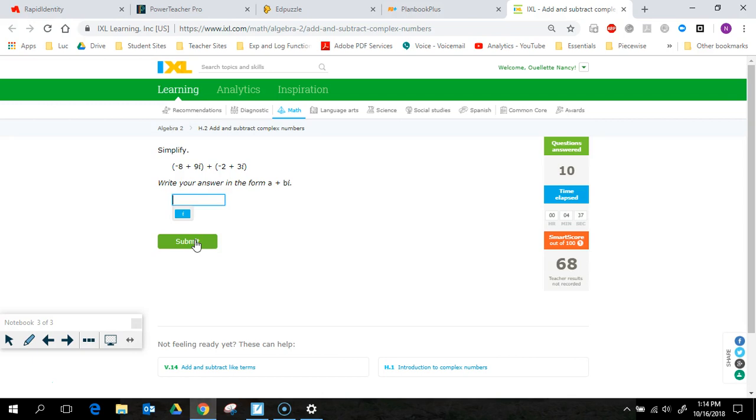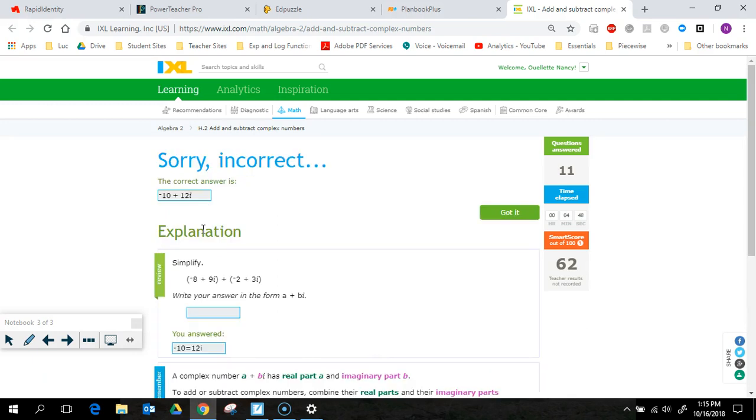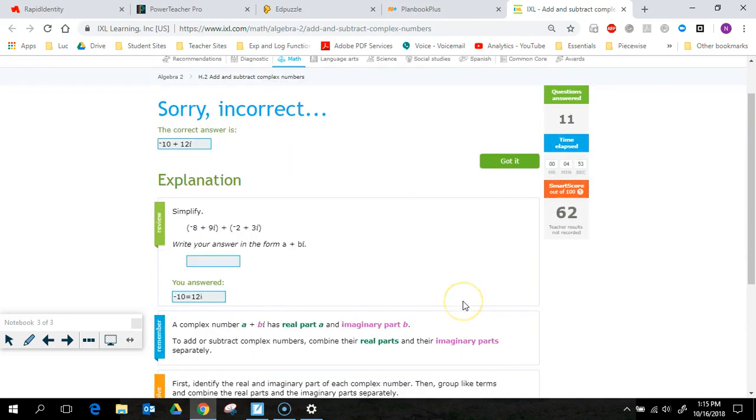Okay, one more. Negative 8, negative 2 is negative 10. And then we have 9i plus 3i, so that's plus 12i. Oops, and I entered an equals instead of a plus. So, yeah, the correct answer is negative 10 plus 12i.